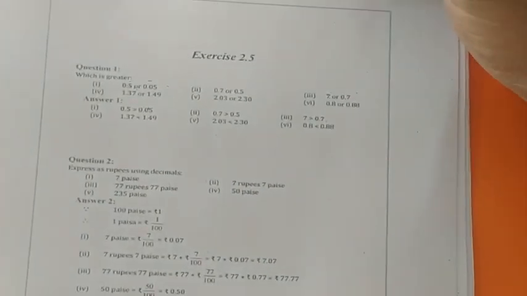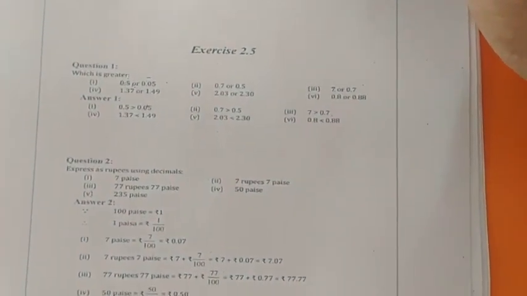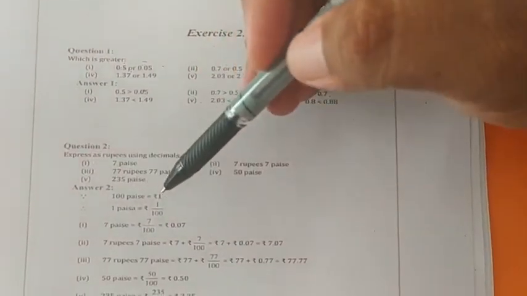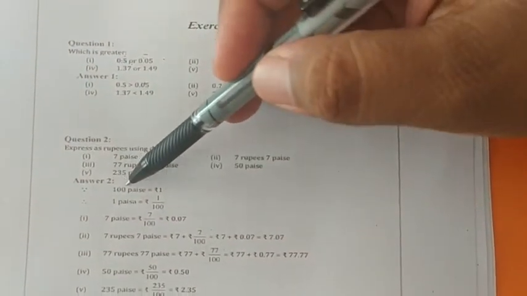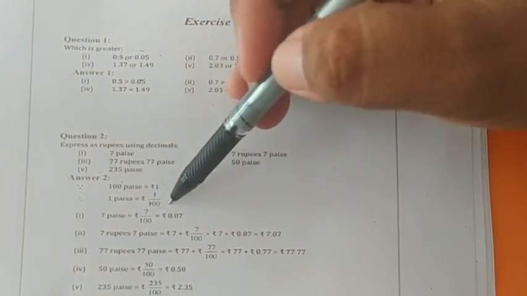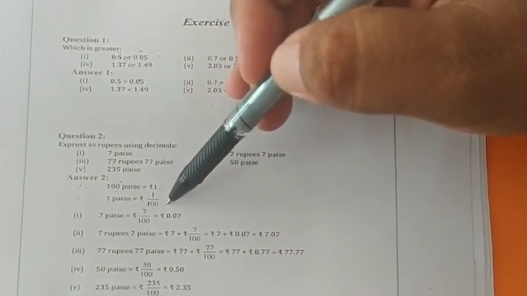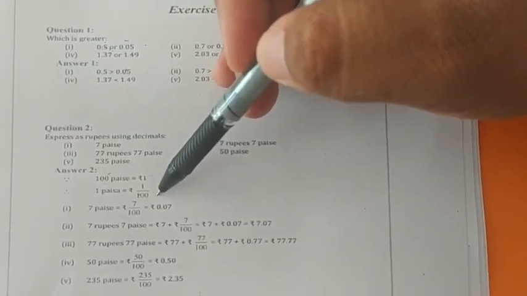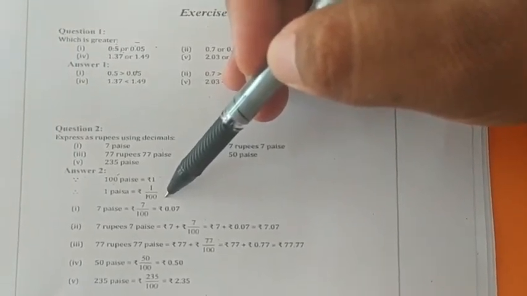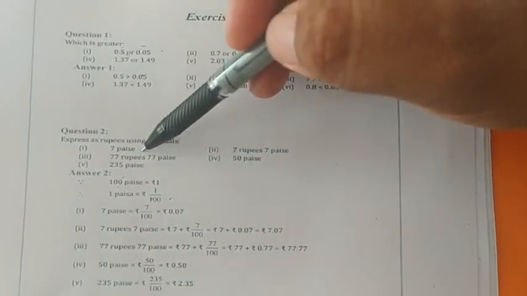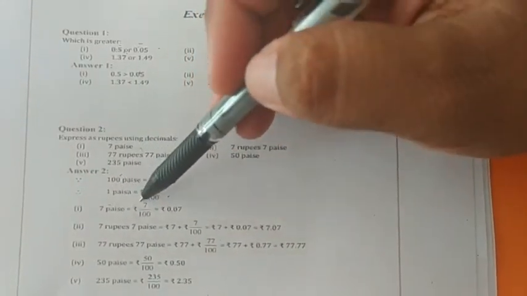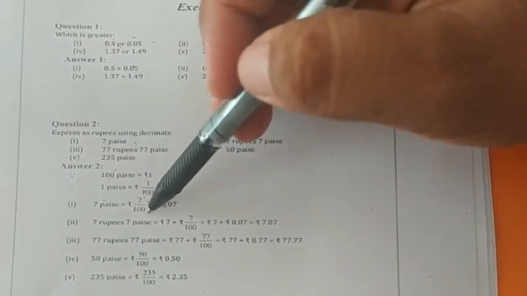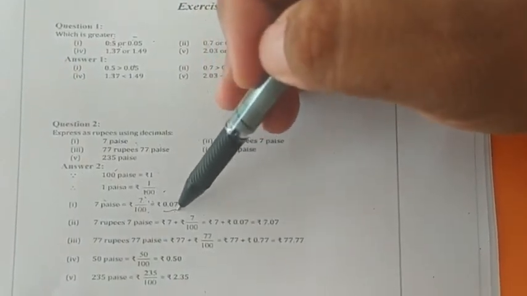Next, you have to see the conversion. Question number 2, convert into rupees. For that, we have 1 rupee is equal to 100 paisa and 1 paisa is equal to 1 by 100 rupee. You have to multiply the given paisa with 1 by 100 to get the rupees. Like you have 7 paisa, so 7 paisa is equal to 7 into 1 by 100 rupees, that will be 7 by 100, that will be 0.07.